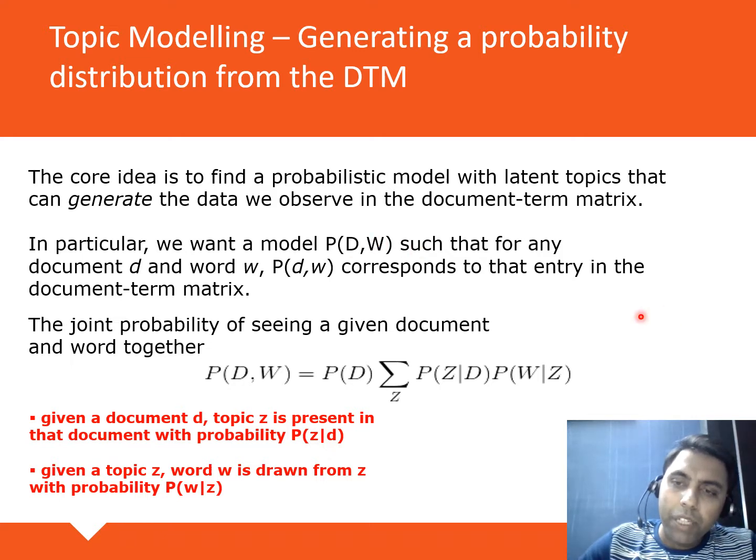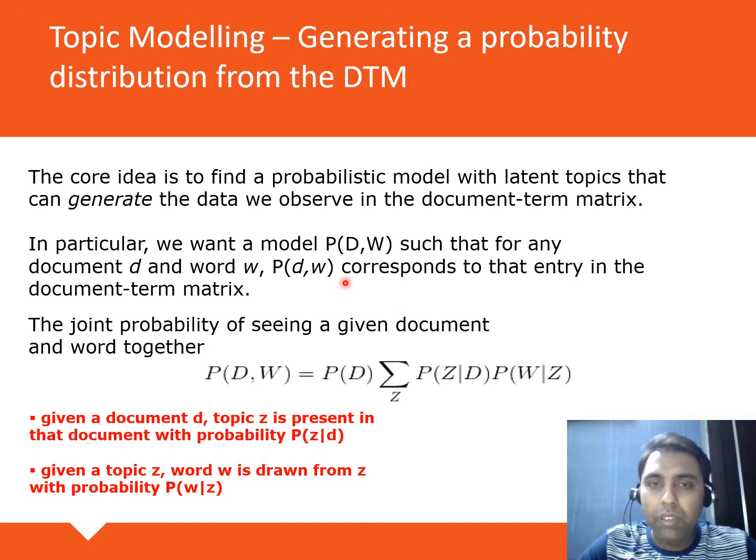So in the document term matrix, any element tells you the number of times a given word has appeared in a given document. So essentially, the document term matrix can help you derive the joint probability distribution of document and word, because it is precisely this information which it is loaded with, right? The number of times different words are present in different documents, you can think of it as a measure of the joint probability distribution of documents and words, right?